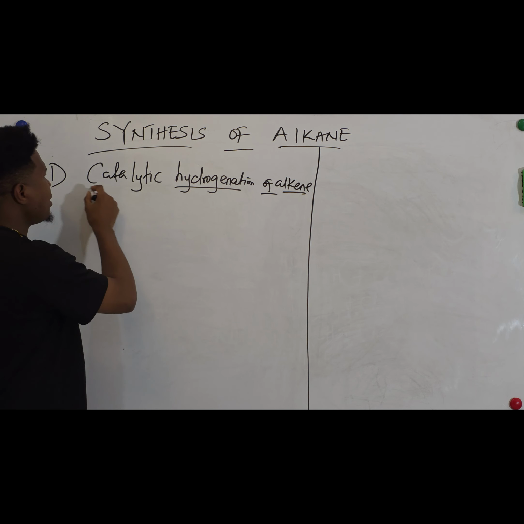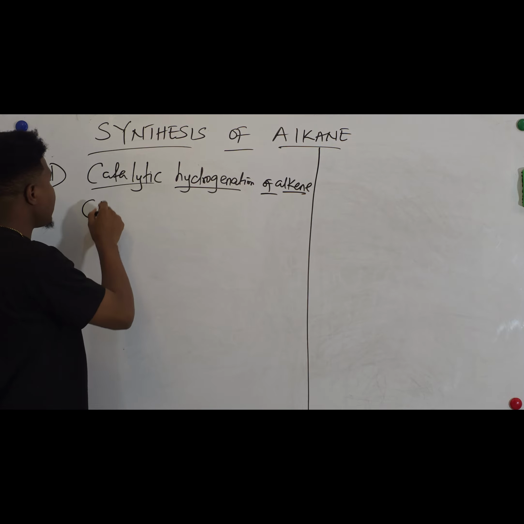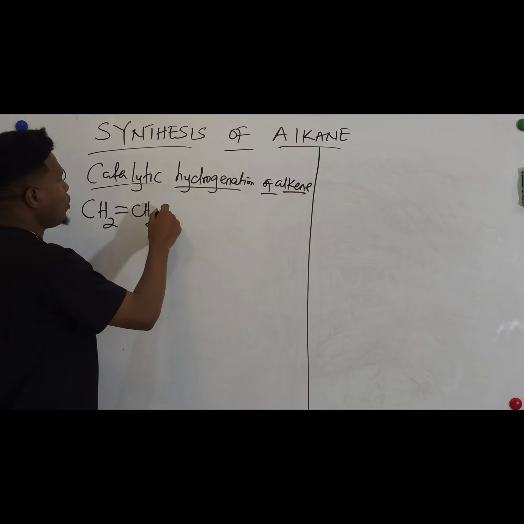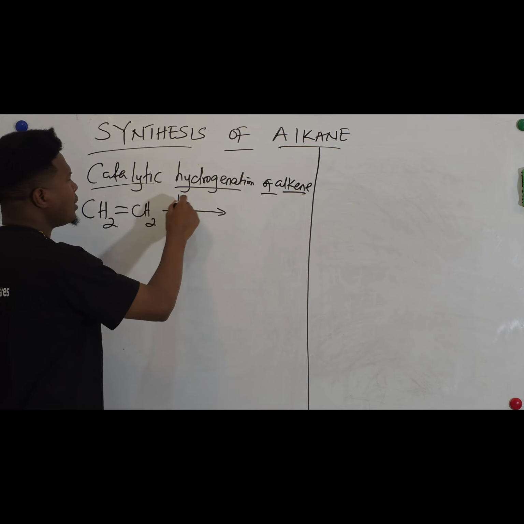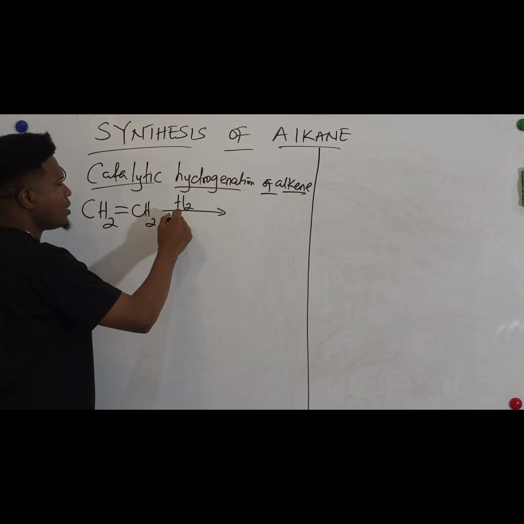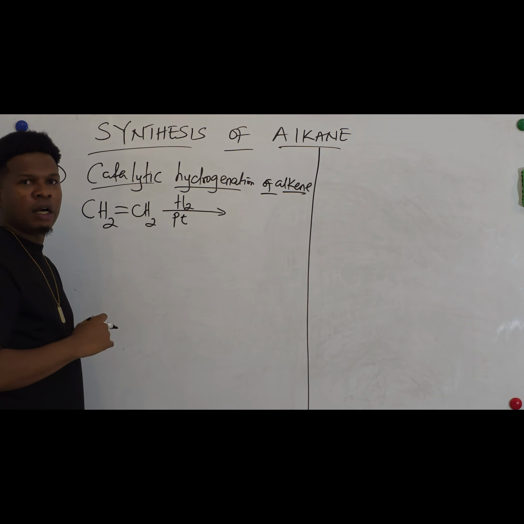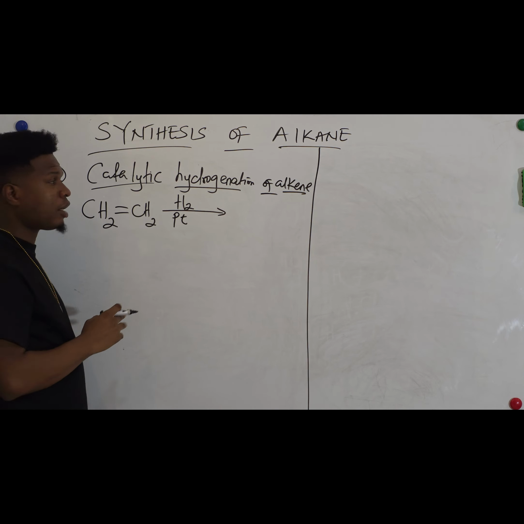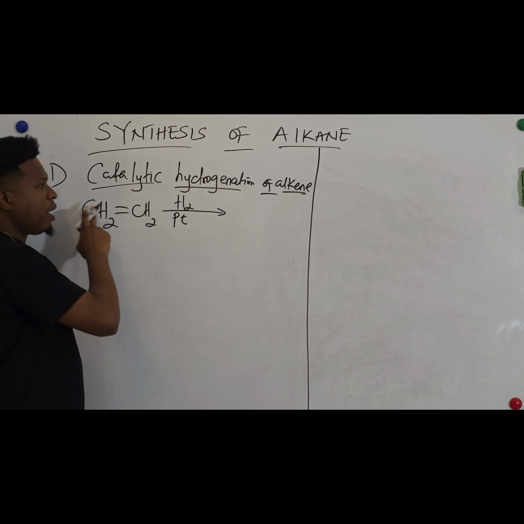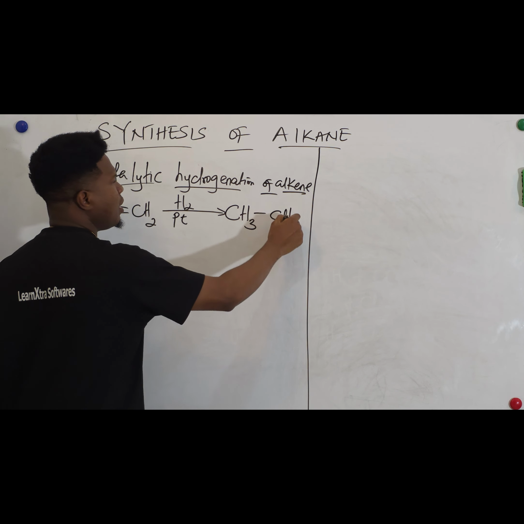So what I mean is this: if you have an alkene, let's use any alkene for instance. Let's use ethene. If I have ethene and I undergo hydrogenation, that is reaction with hydrogen, in the presence of a catalyst, let's use platinum for instance. This reaction will lead to an addition of hydrogen across this double bond. Add one hydrogen here, add one here, then remove the pi bond. So what you're going to have here is CH3, CH3.